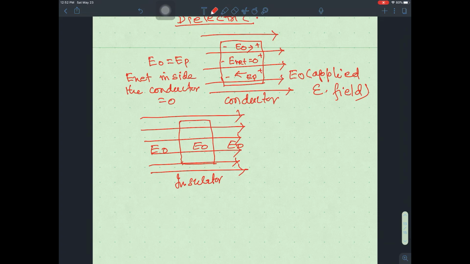Dielectric is in between the conductor and insulator.